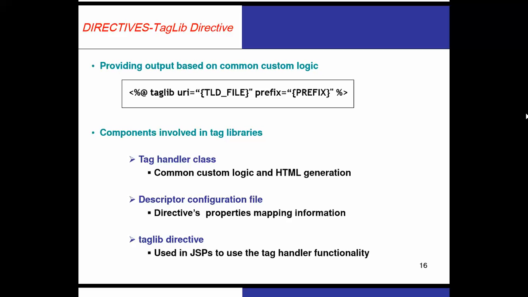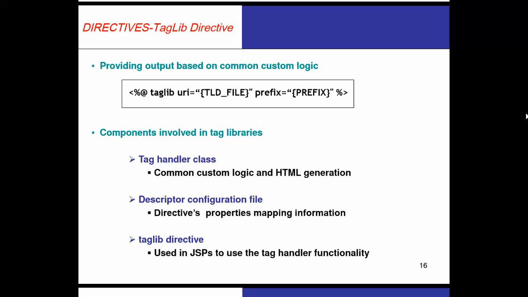Suppose in my 1,000 pages I have only one single logic to be executed in every file. I don't write all my logic again in every web page. I'll just use the taglib directive to do that. Whatever logic you write is handled by the tag handler class. And the taglib directive is used in JSP to use the tag handler functionality, so it is supportive of the tag handler class, right?